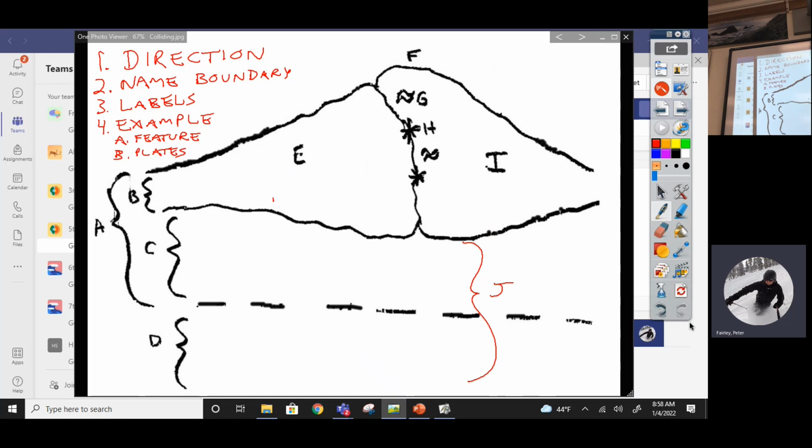Upper what? It's the upper part of the mantle.